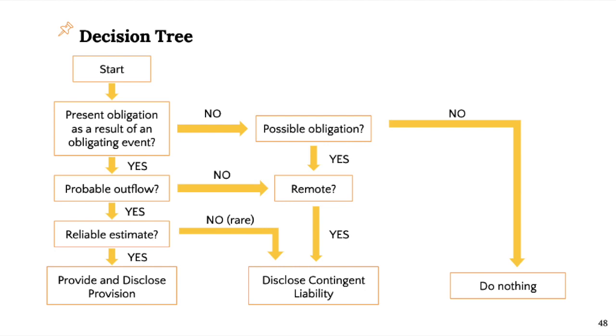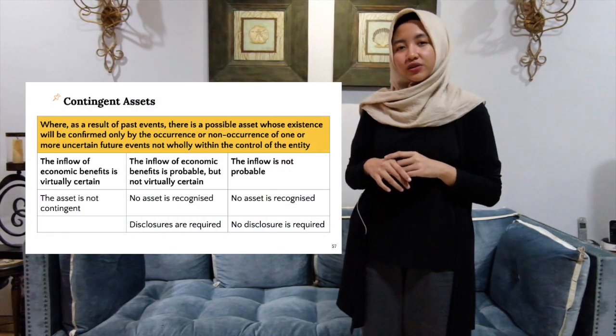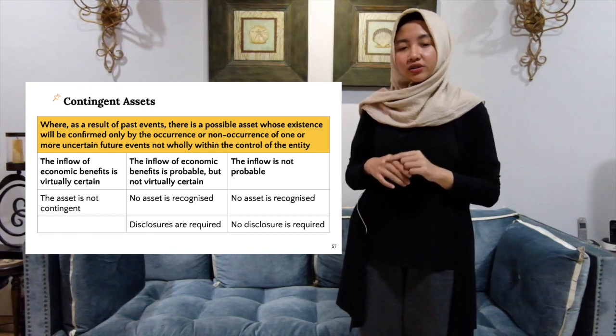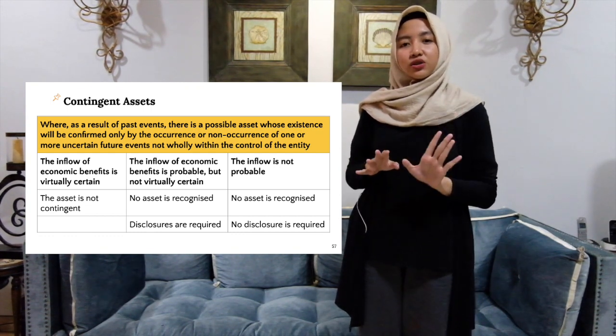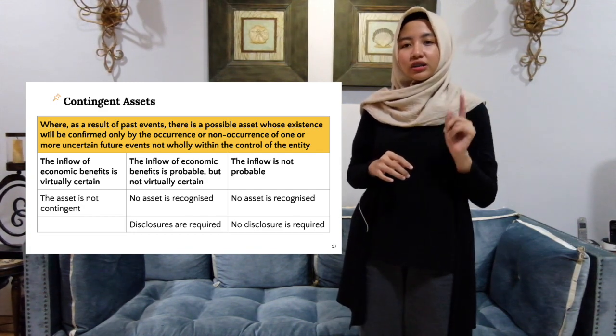In extremely rare cases, contingent liability arises if there is a liability that cannot be recognized because it cannot be measured reliably. Therefore, the disclosure is required for this. To make it easier to determine provision or contingent liability, we can use this decision tree. Next, it's not a contingent asset if the inflow of economic benefits is virtually certain. If the inflow of economic benefits is probable but not virtually certain, no asset is recognized but disclosure is required. On the other hand, if the inflow is not probable, no disclosure is required.